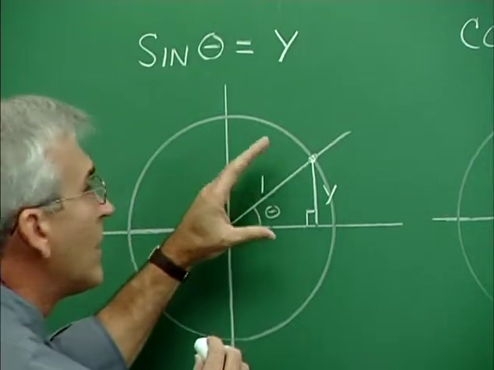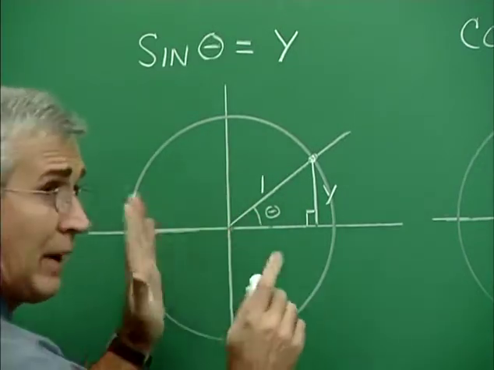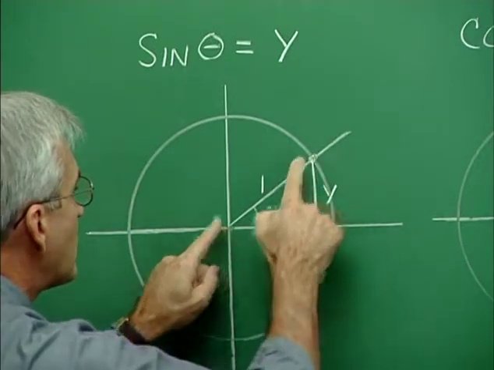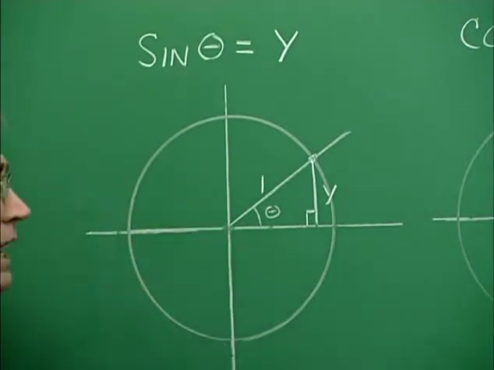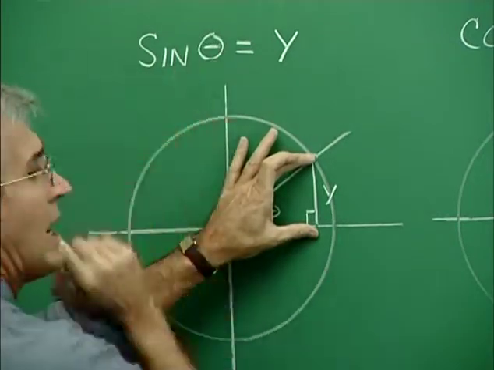We're just going to move theta around and see how y changes. That's all we need to do. Now let's realize we're talking about a unit circle here. And so this distance is 1, that distance is 1, this distance is 1, that's 1, you see, all the way around. Okay, now with that in mind, let's see what happens to the value of y and therefore the value of the sine of theta.